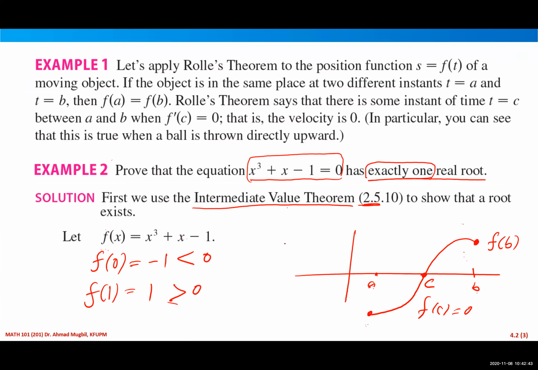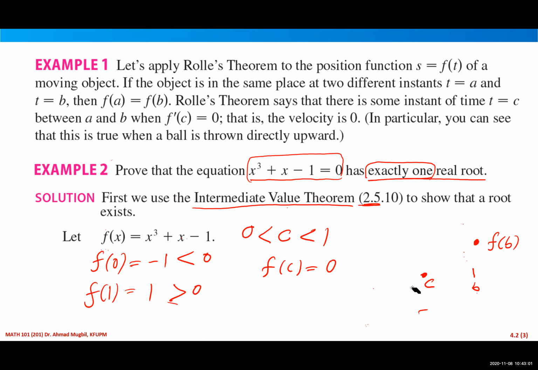So there is a number c between 0 and 1, at which the function will be what? It will be 0, because that one is positive, that one is negative. So there is a root between them. There must be a root, an x-intercept between them. Because otherwise it is above the x-axis and below the x-axis. How could they connect to each other if the function did not cross the x-axis at some point between them?